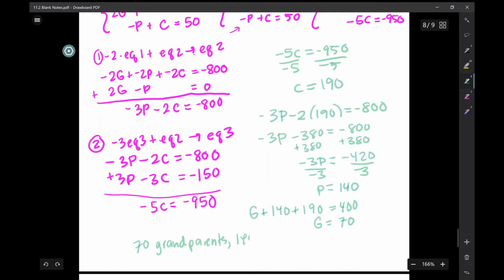$140 for parents, which is twice 70, so that's good. And 190 for children, which is 50 more than 140. So I feel pretty good about our answer.